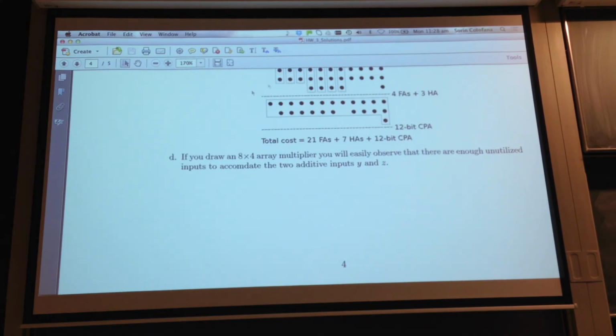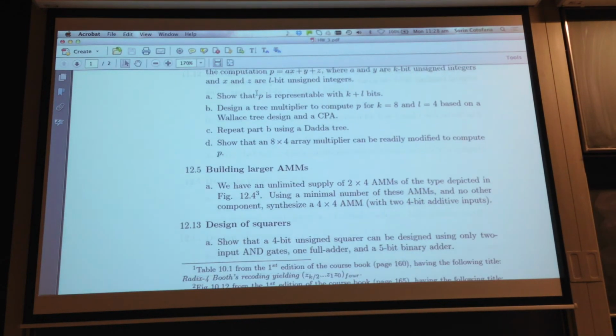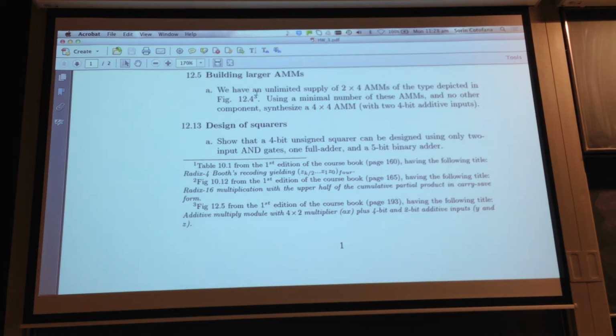Okay, the final one. What is the final one? Design of squares.